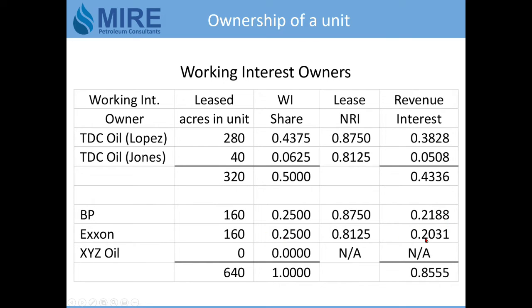And then Exxon is a little different. Now, XYZ company leased the land to the north. They don't have anything, so they're out of the well. So this is the working interest. So let's summarize how it all gets divided up. Let's look at the next thing.